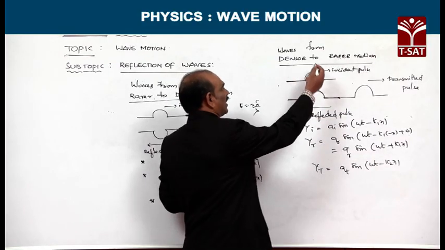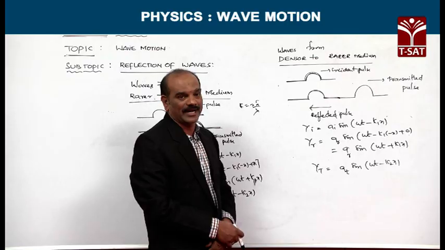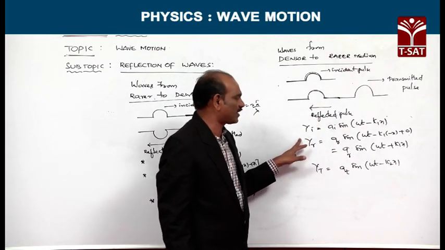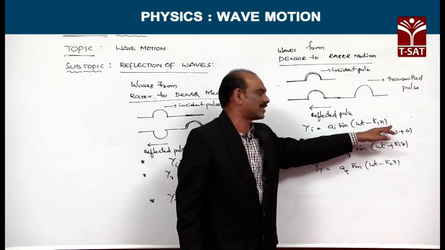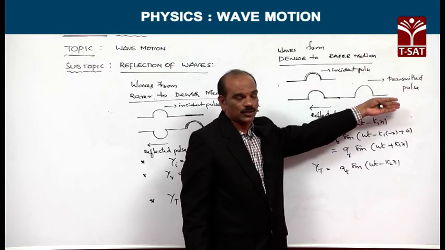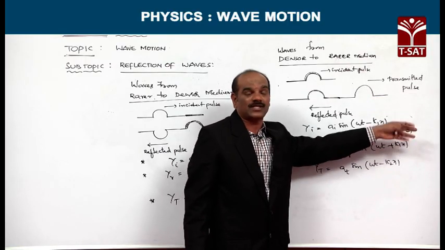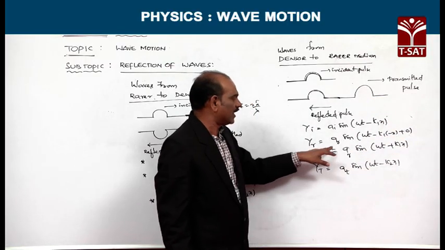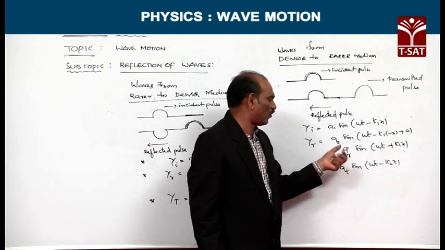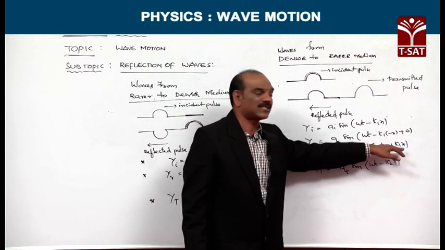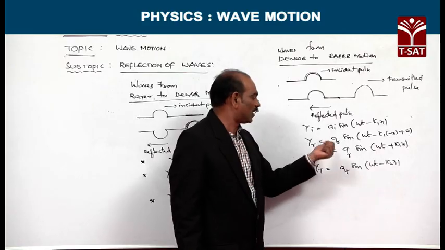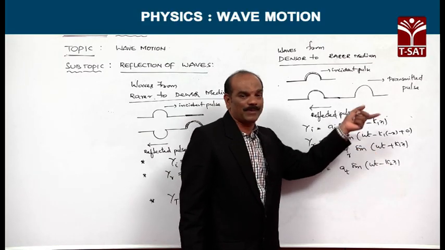So let us see, when a wave pulse is propagating from a denser to a rarer medium, y is equivalent to A sin(omega t minus k1x). Reflection takes place from the free end. So in this case what happened? No phase change. Phase change is equivalent to 0. Therefore, Ar sin(omega t minus k1(minus x) plus 0), that is, Ar sin(omega t plus k1x). So the incident pulse is A sin(omega t minus k1x) and the reflected pulse is A sin(omega t plus k1x).